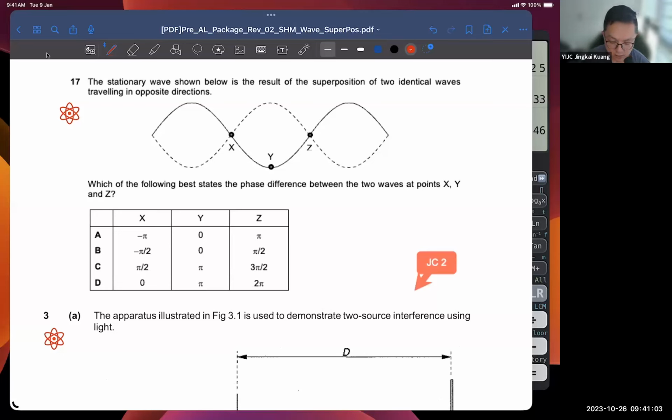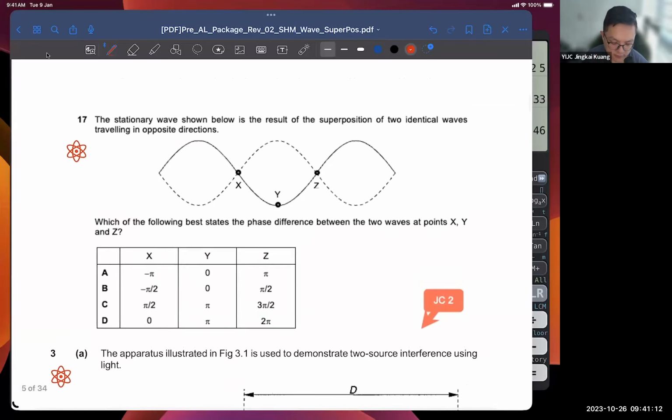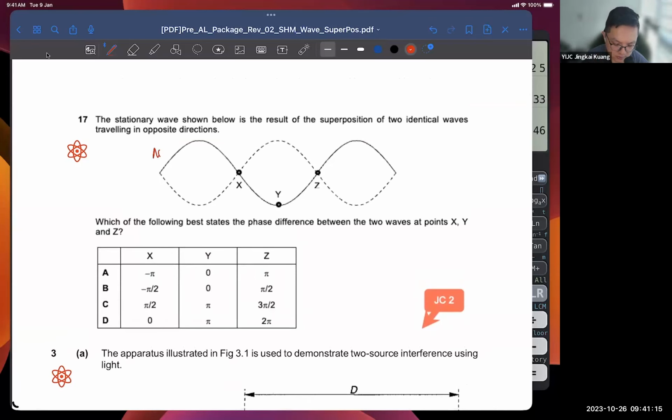Okay, so we are at 17. This is talking about stationary waves, which are quite straightforward. For a stationary wave, you need to talk about your nodes. So this is your node. You have your anti-node, node, anti-node, node, anti-node. Anywhere within one pair of nodes, anywhere between here, they're all in phase. Then anywhere in the next loop, between the next nodes, is out of phase.